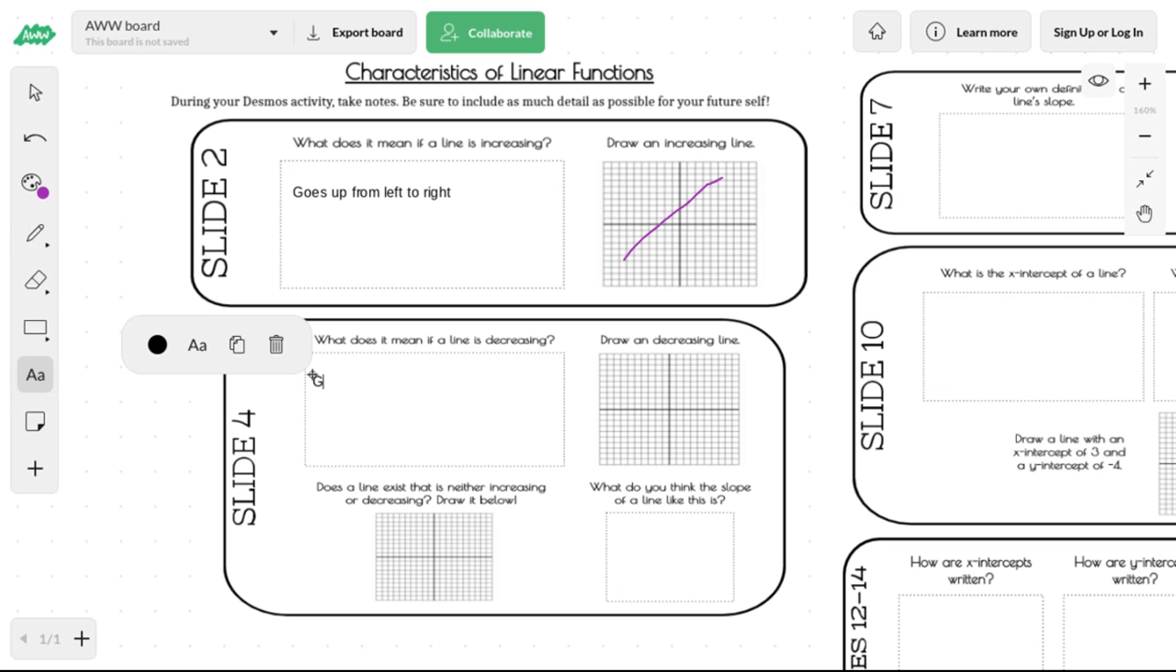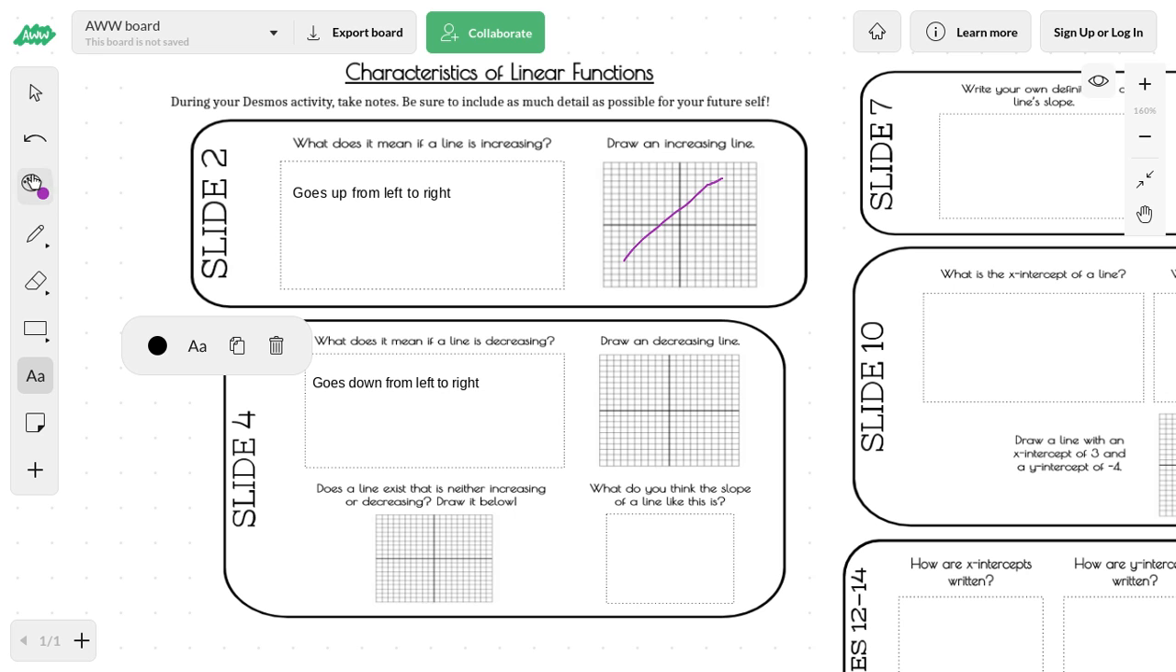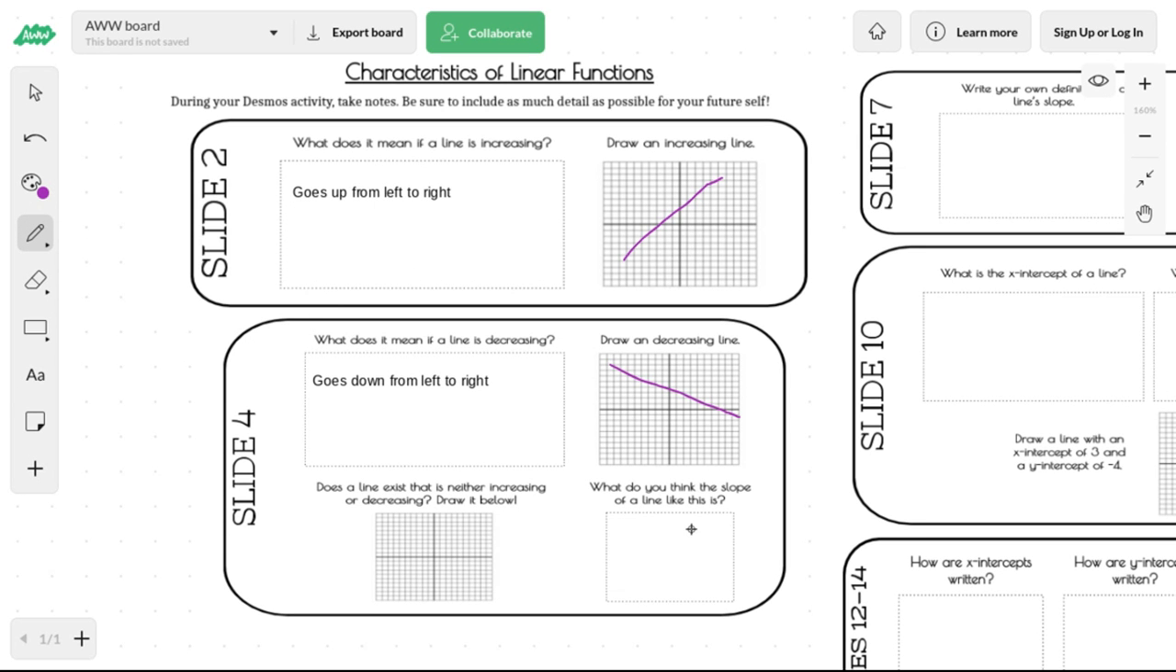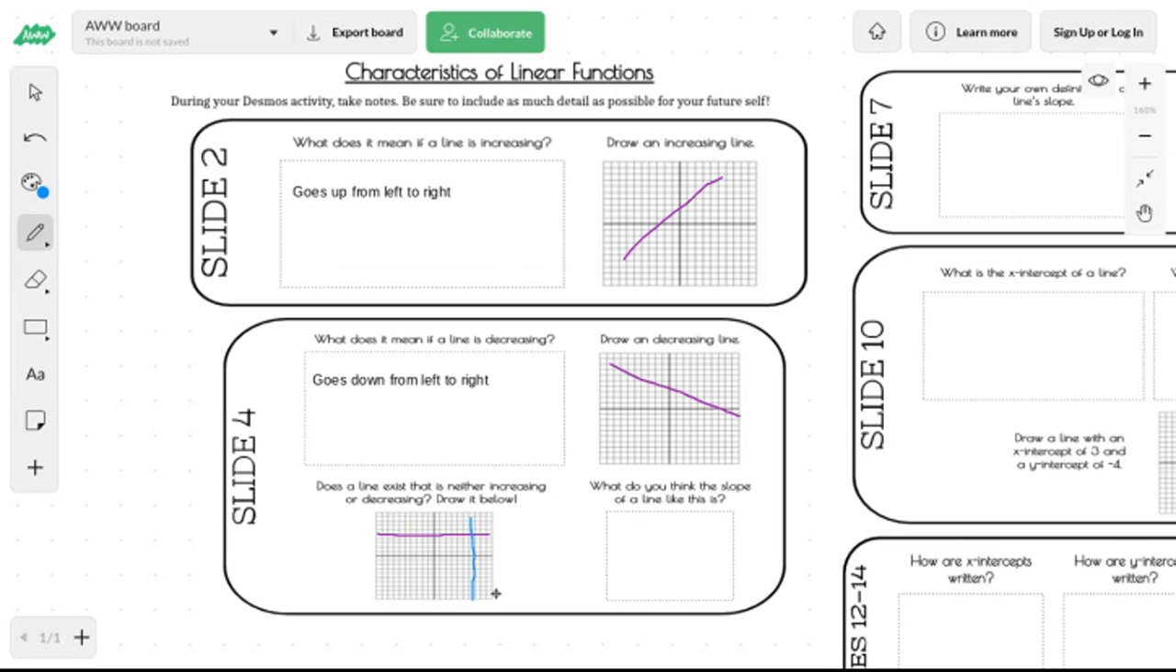A line is decreasing then if it goes down from left to right. And a line that is decreasing looks like this. As I read left to right, that's going down. We have two lines that exist that are not increasing or decreasing. One is a horizontal line that doesn't go up or down, it stays flat. And one is a vertical line. Same thing, it does not go up or down as well. We're going to talk more specifically about what slopes of these lines look like.